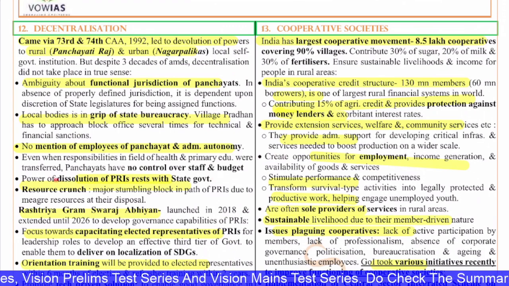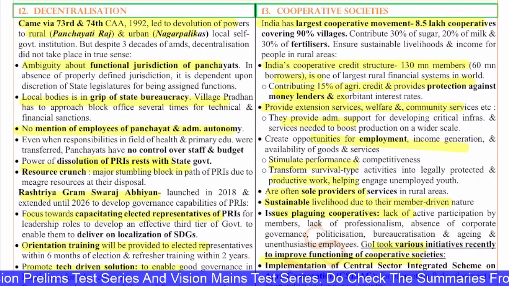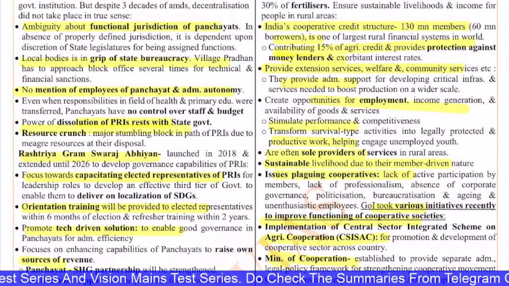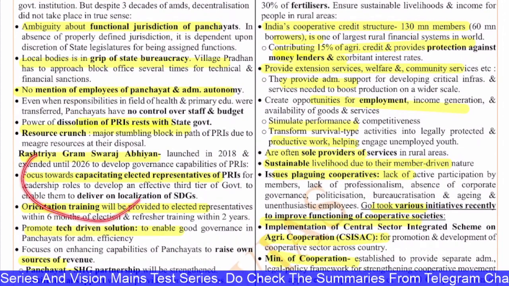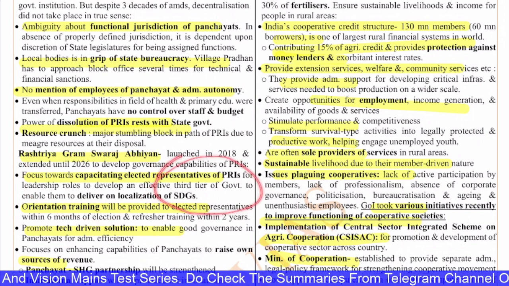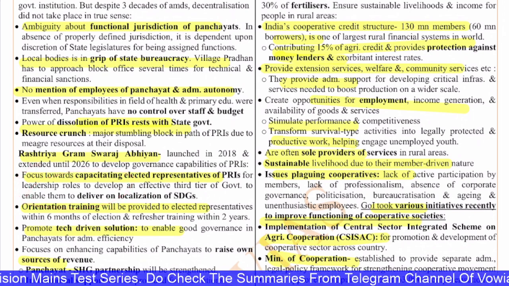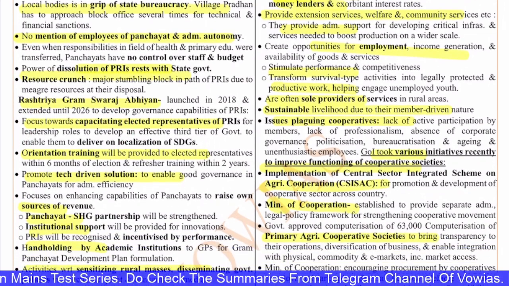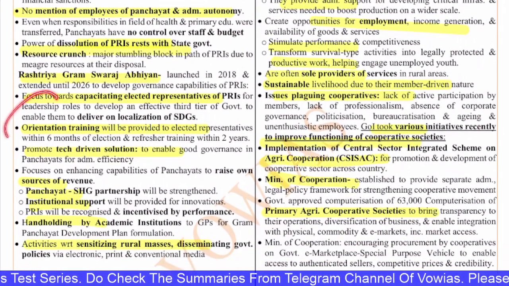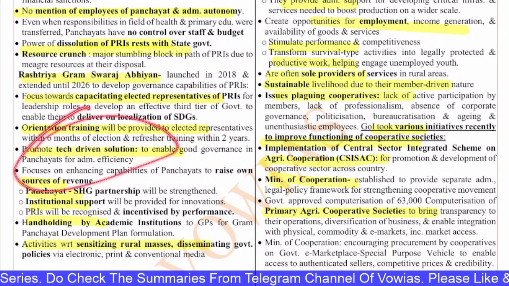And the Rashtriya Gram Swaraj Abhiyan, launched in 2018 and extended until 2026, aims to develop the governance capabilities of these Panchayati Raj institutions. The focus is on capacitating elected representatives of the Panchayati Raj institutions for leadership roles to develop an effective third tier of government, to enable the localization of SDGs. Also, orientation training will be conducted for the elected representatives within 6 months of election, and a refresher training program within 2 years.